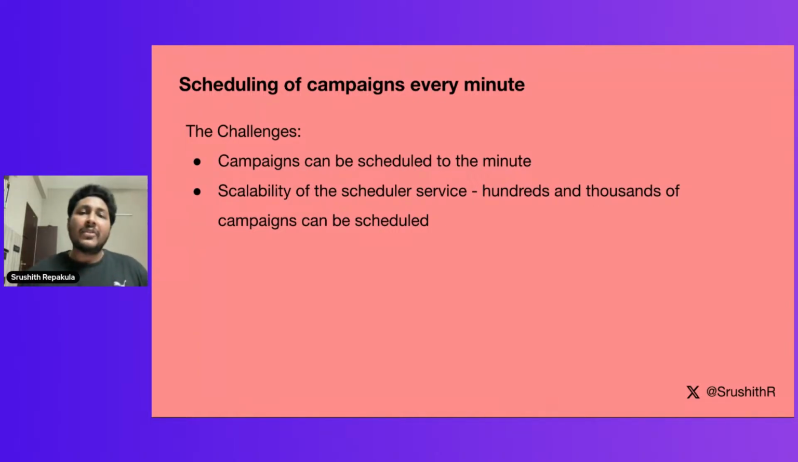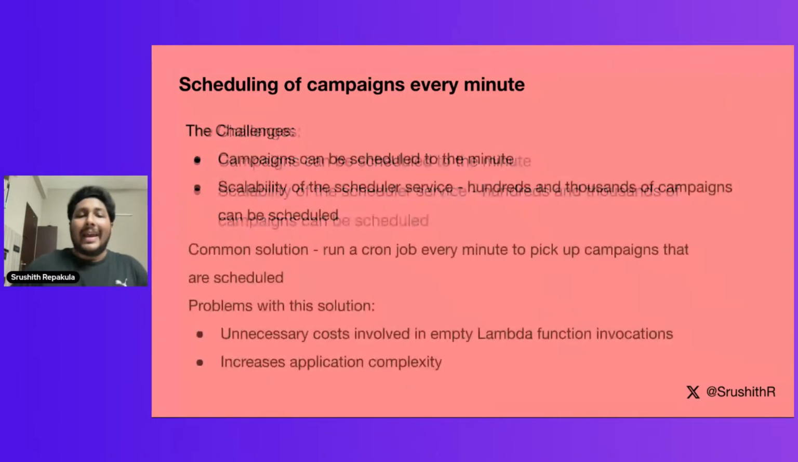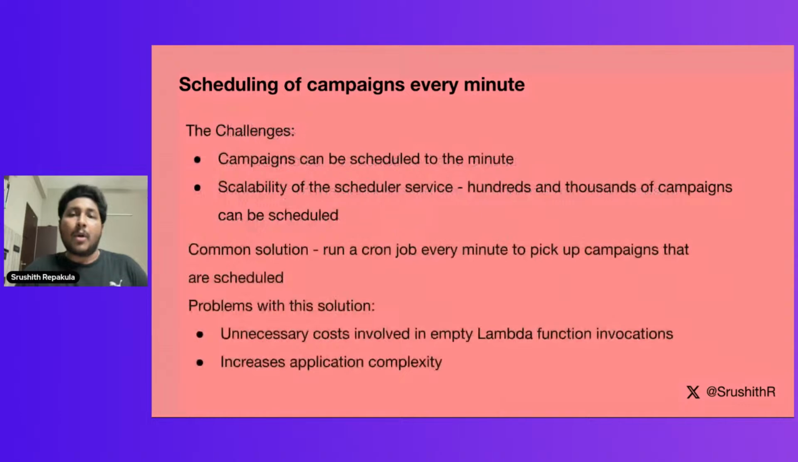The challenge of creating a scheduler is that campaigns can be scheduled to the minute. As I mentioned, it can be at 1:33 a.m., right? And there is the scalability of the scheduler service, as there could be hundreds and thousands of campaigns that need to be scheduled. A common solution is to write a cron job that runs every single minute to see if there are any campaigns scheduled at that point, and process that campaign. That is, by the way, what we did in the initial stages.